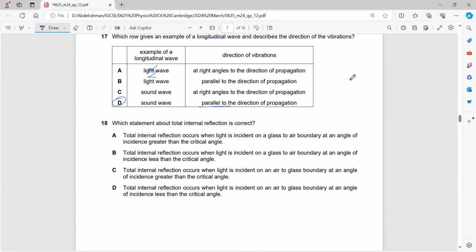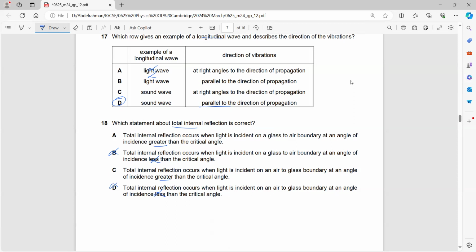Which statement about total internal reflection is correct? Total internal reflection occurs when light is incident. What happens? The angle of incidence has to be greater than the critical angle. It cannot be less than. It has to be greater, not less than. So we'll cancel out B and D.